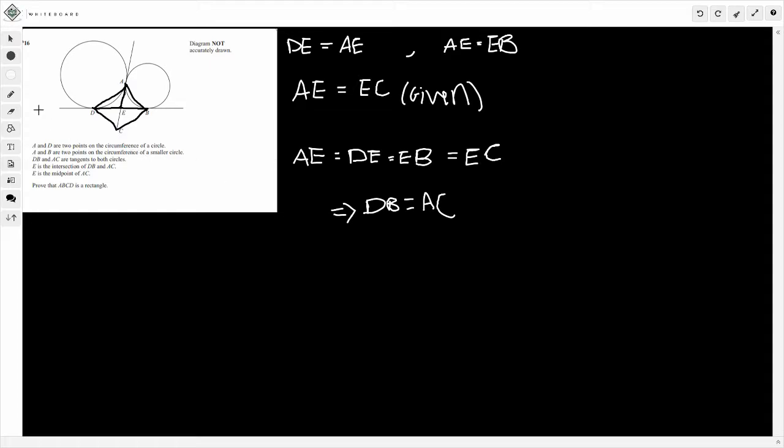So we have actually now proven that this is a rectangle by proving the respective lengths are equal, and by proving that the diagonals are equal in length. DB is equal to AC, so therefore the diagonals are equal, and they pass through the same point here. So therefore this proves that it's a rectangle. Therefore ABCD is a rectangle.